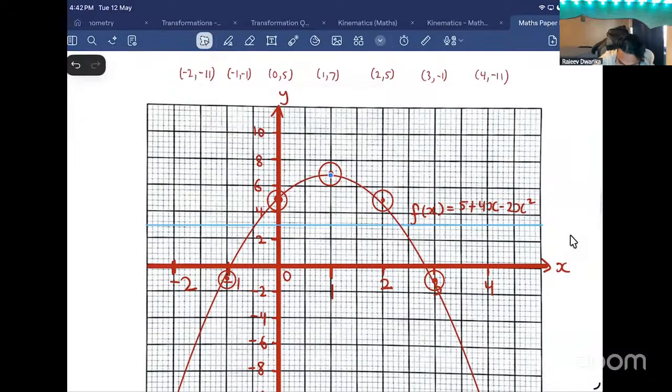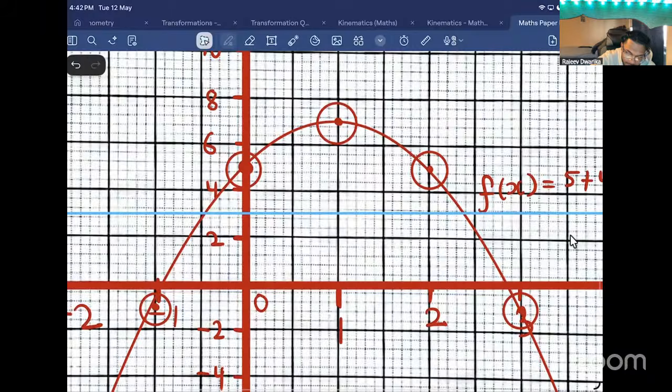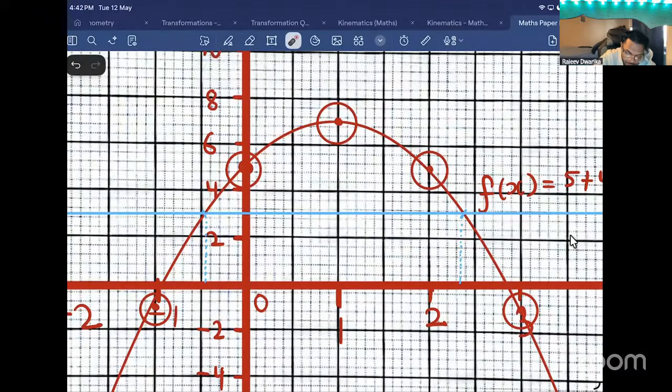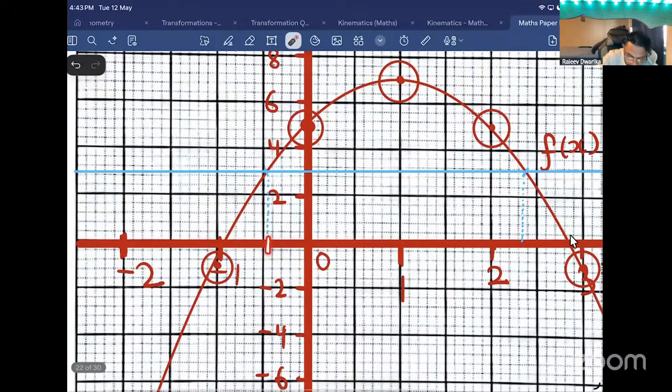Now, is that kind of estimating? Kind of estimating over here. So, anybody want to help me figure out what this is?